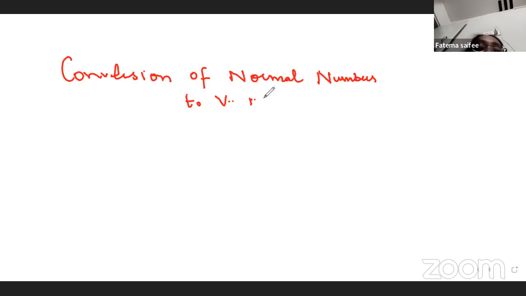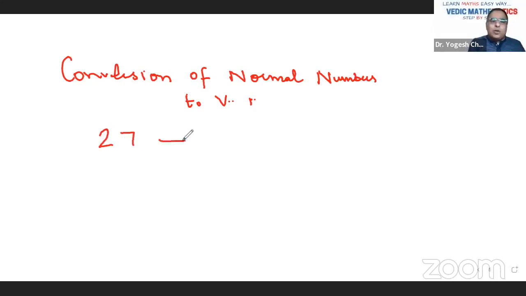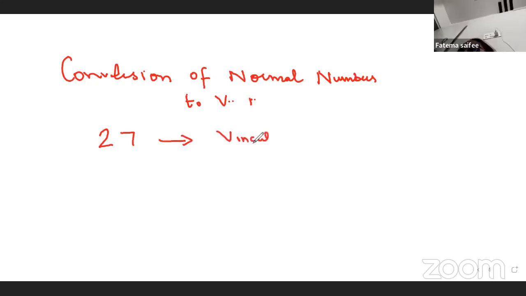Now, we know what is a normal number. We'll start with a 2-digit number. Let's say we have the number 27, and I want to convert this into vinculum. Right. So we'll understand some rules for this. Now, the first rule, rule 1.